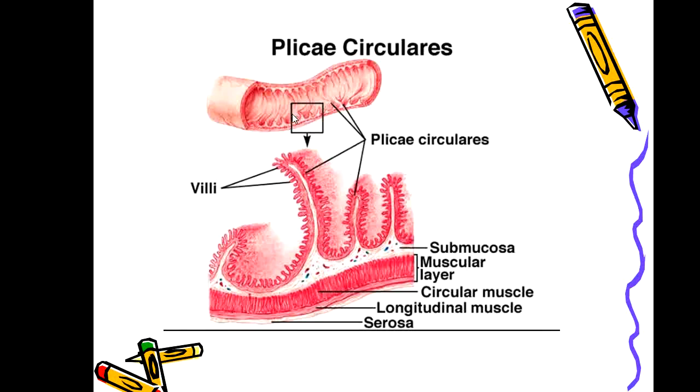In the small intestine, each fold is called a plica circularis, or simply plica. You should also be clear that each plica consists of finger-like projections, which are called villi. And each villus consists of a large number of small finger-like or hair-like projections that are called microvilli.